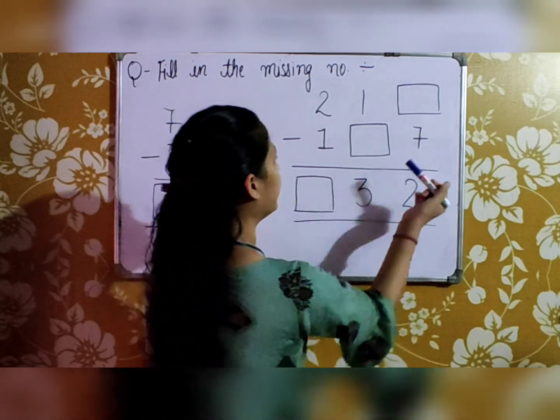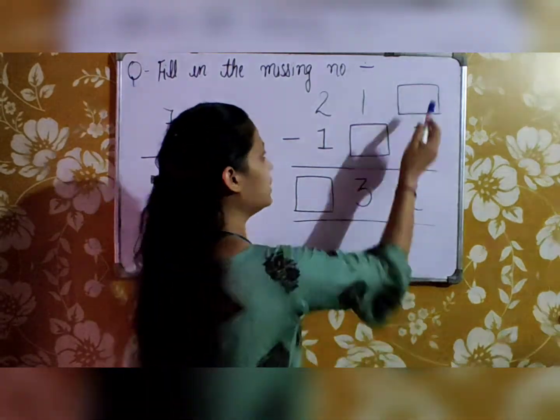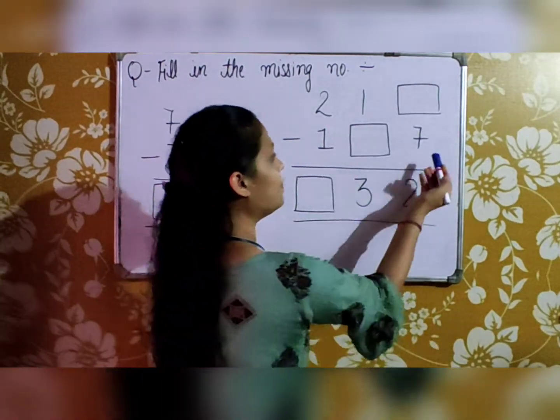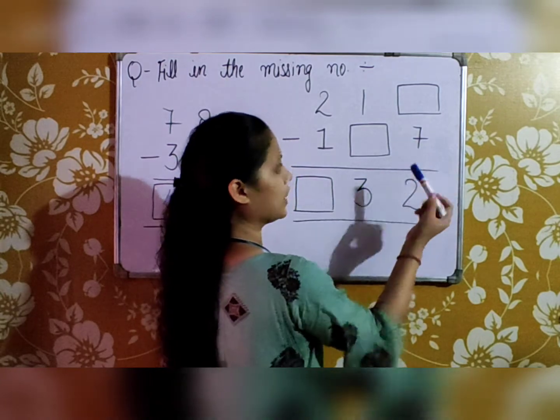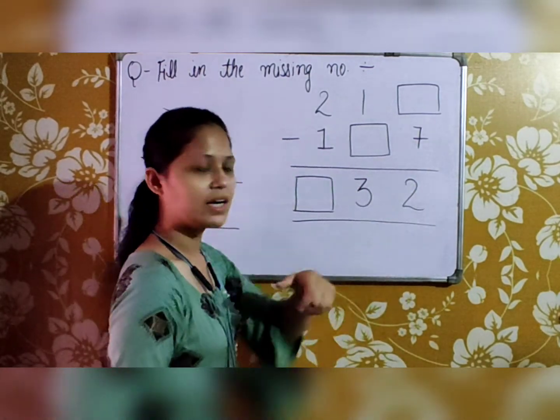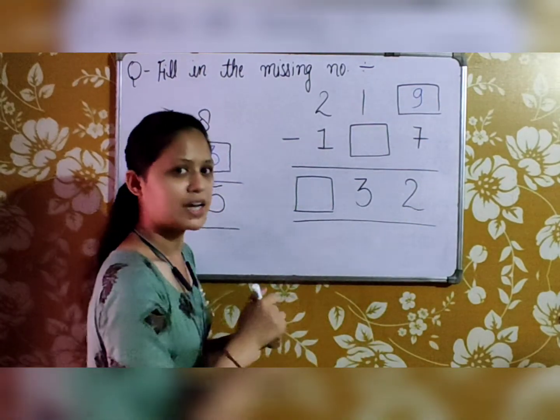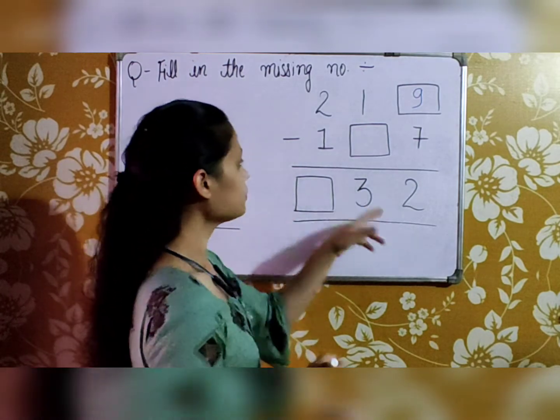See, here we have to fill the blank. What will we do? We will add them, 7 plus 2. 7 plus 2 is 9. So 9 will come here.